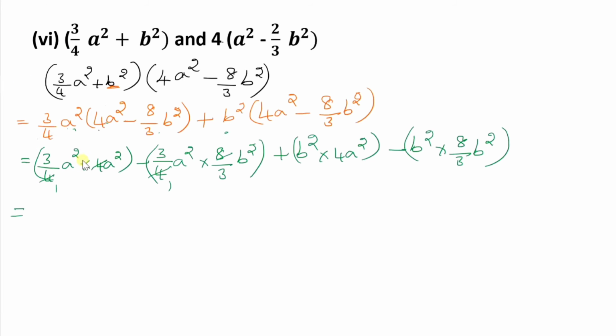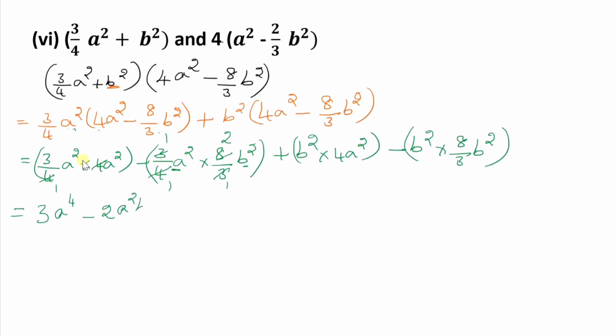4 ones are 4, 2s are 8. 3 ones are 3. That's all. Now here you are left with 3. a square into a square is a to the power 4. Minus, you are left with only 2. 4 is cancelled, 3 is cancelled. 2a square b square.